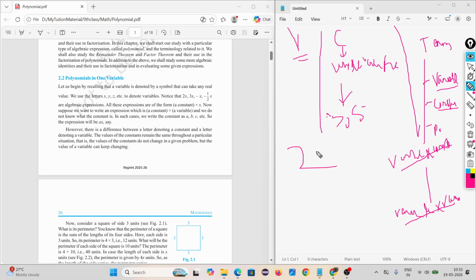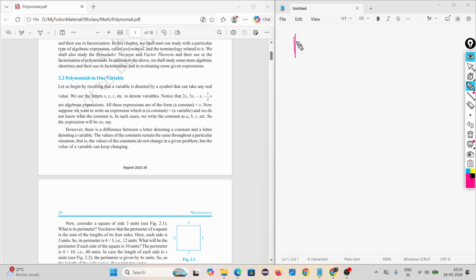Look, 2 is a constant. It is also a term. x is a variable. x, y, the product of variables. 2x, a variable into a constant. All are examples of a term.